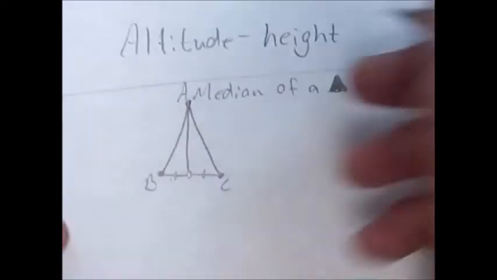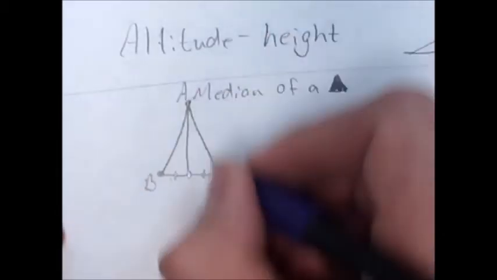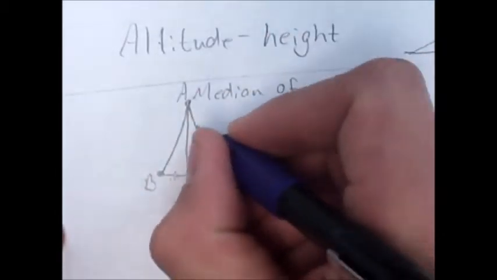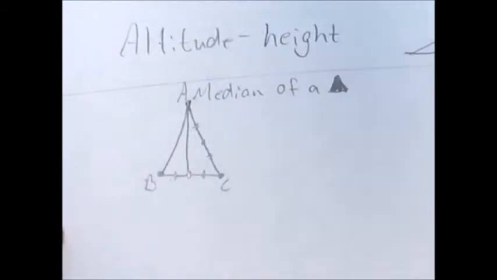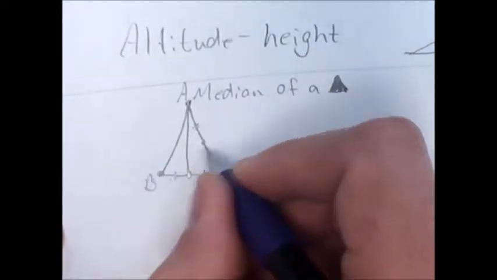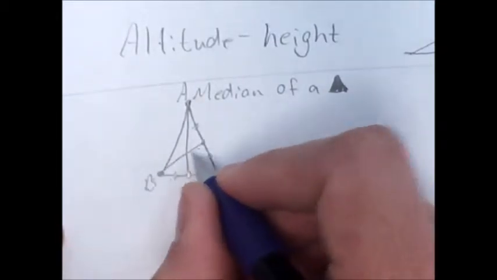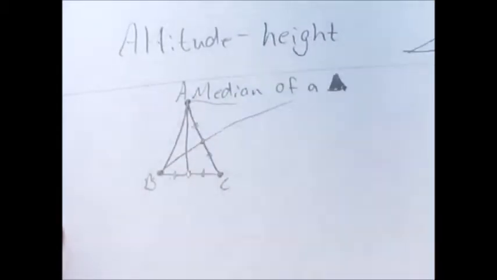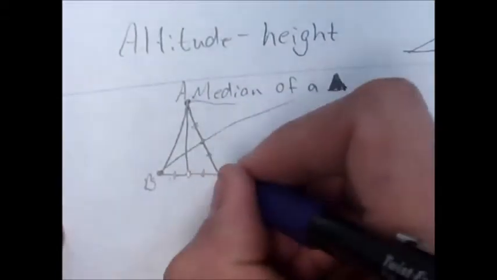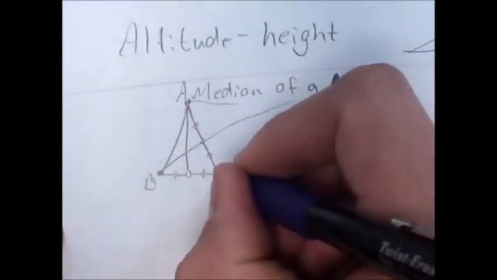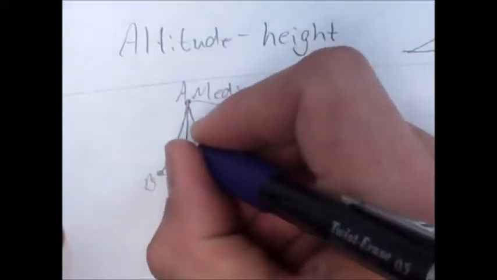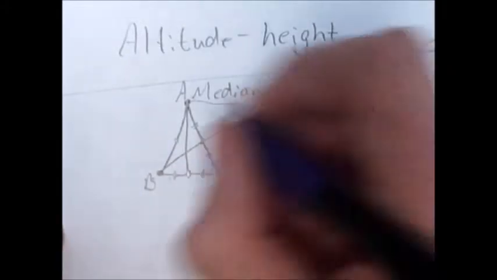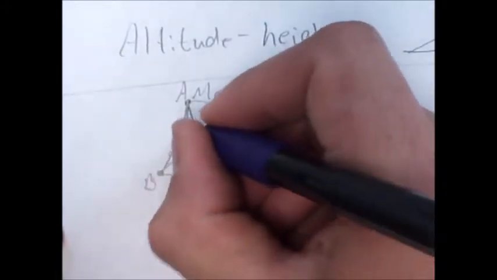If I wanted to create the midpoint of AC, again, I would just have to cut it in half. 1, 2, 1, 2. Okay, and I'd connect B to that midpoint. These lines are our medians. And last one, if I was going to make C's median, it would go to the midpoint of AB. 1, 2, 3, 1, 2, 3.